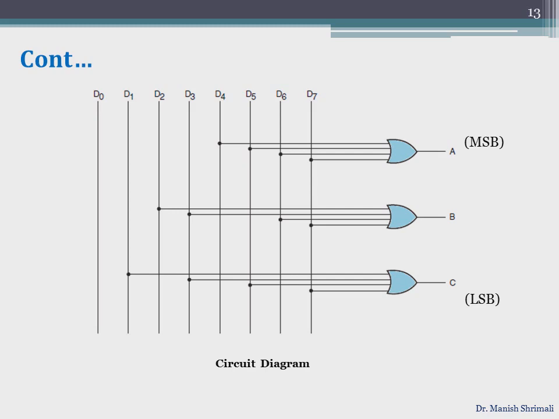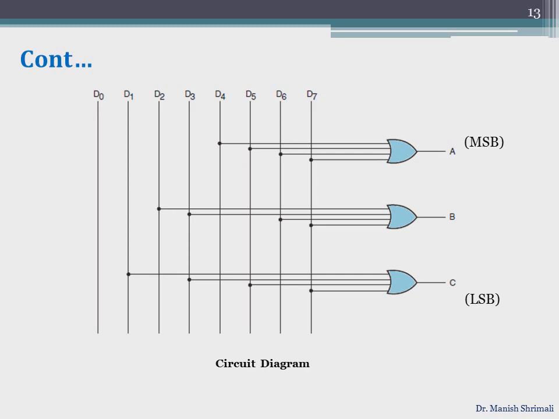Since the binary equivalent of 0 is again 0, there is no OR gate connected to this input line. But for the rest of the inputs, when D1 is given as input, this D1 is connected to the last OR gate, so this will be high, resulting in the code 001. So this is what happens when D1 input is given.